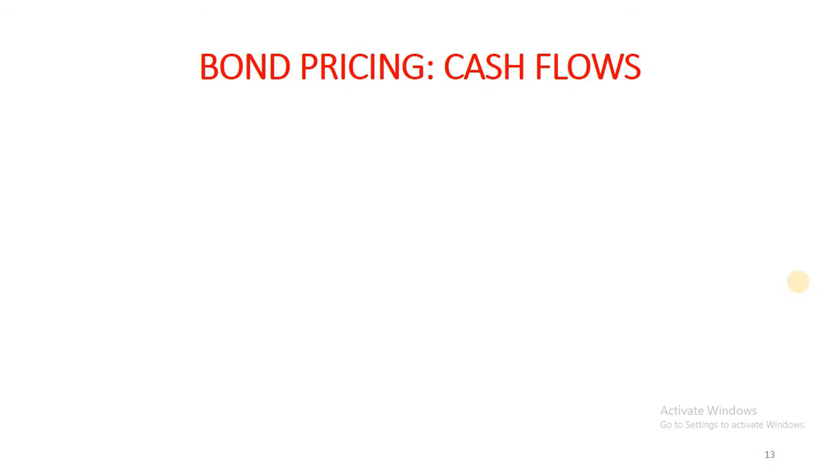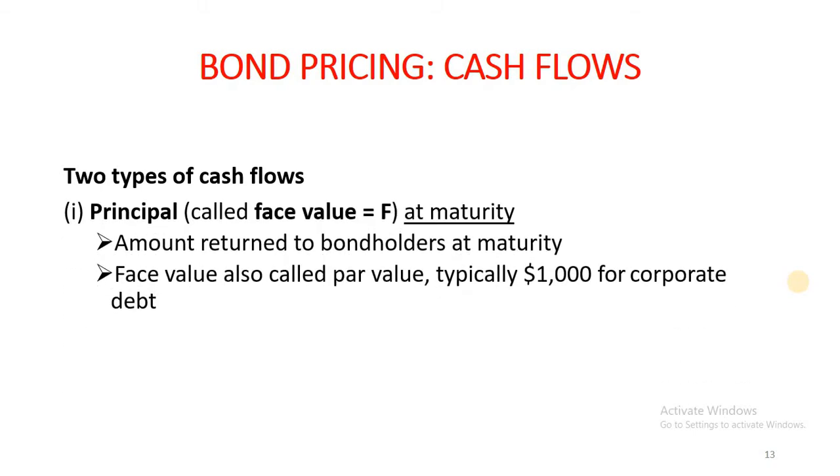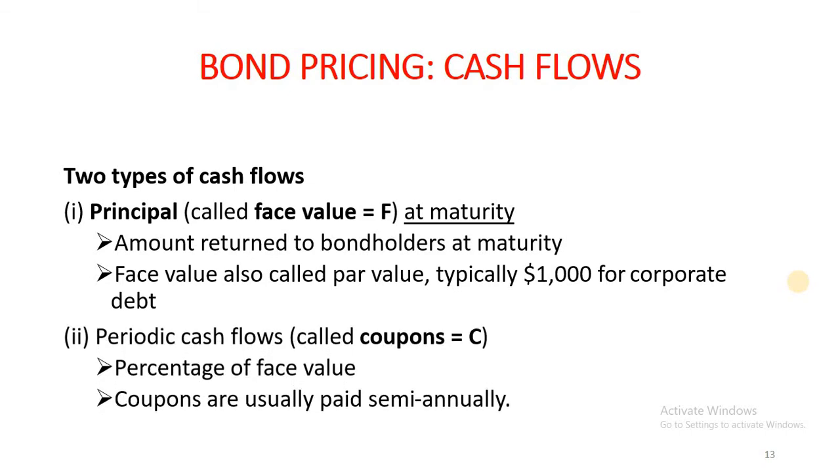Let's look at the cash flows of bond. Bonds usually pay two types of cash flows. First of all, the principal, which is paid at maturity. So this is the amount which is returned to the bondholders at maturity. Face value of most bonds in USA is $1,000, and it is normally 1 lakh taka in Bangladesh. Secondly, bond provides periodic cash flows, which is known as coupon. Coupon is a percentage of face value, and coupons are usually paid semi-annually.